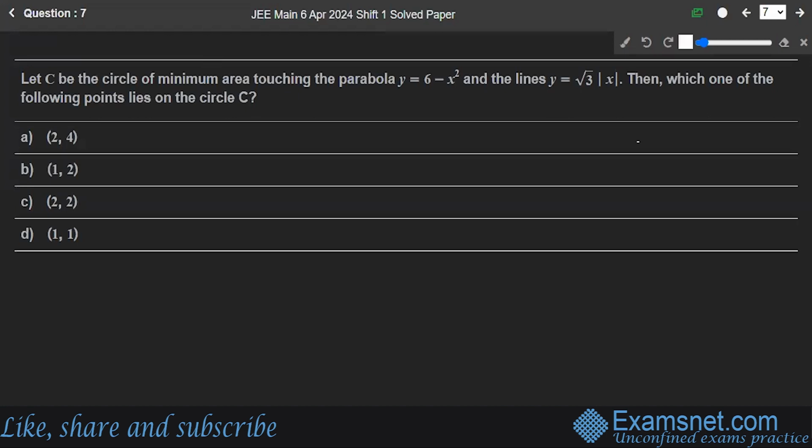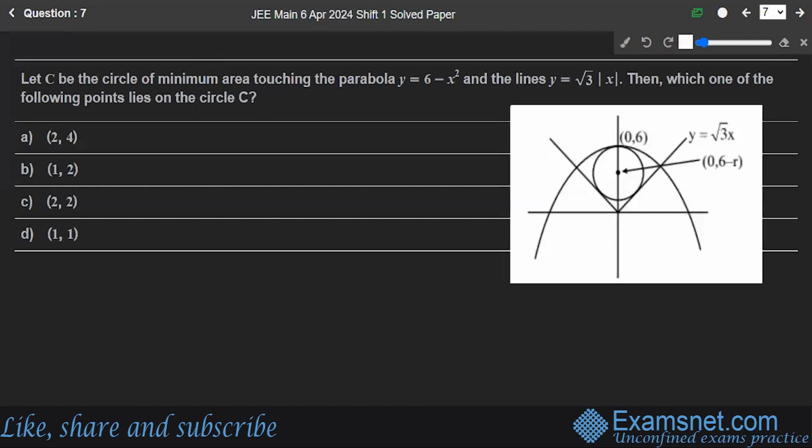Question number 7. Let's see, the circle of minimum area touching the parabola this and the line this, then which of the following points lies on the circle C? So I have to frame the equation for circle C and then check which of these points lie on this circle. Let's make the figure for this first.